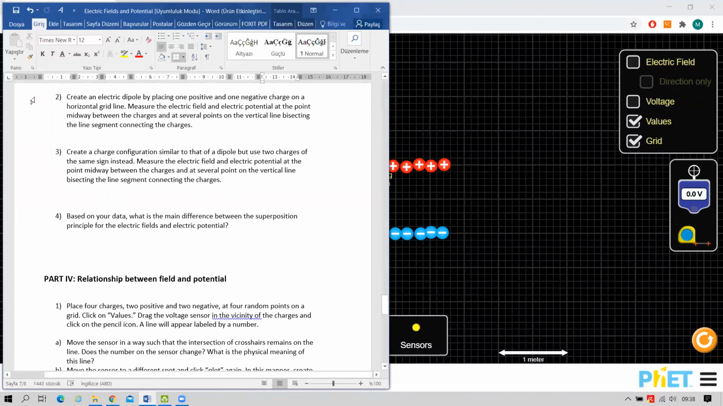So, number 2 of part 3, create a dipole again as in the second part. Create an electric dipole by placing one positive and one negative charge on the horizontal grid line. Measure the electric field and the electric potential at the point midway between the charges and at several points on the vertical line bisecting the line segment connecting the charges. Same thing, that line means the y-axis. Let me ask you this: for a dipole, is there any point where you measure a zero voltage? And you will think about this.